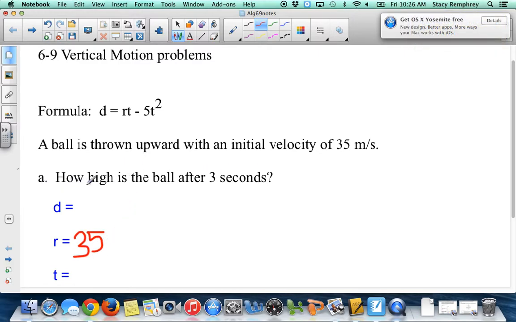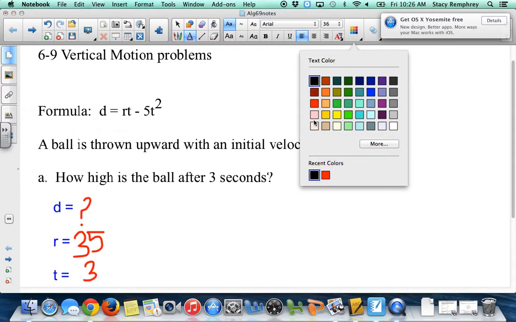In letter A, how high is the ball after 3 seconds? Well, 3 seconds is a time, so I'm going to fill in 3 for time. And the distance is what I don't know. There always has to be something you don't know, or else why are you solving it? So I'm going to change this to a red.